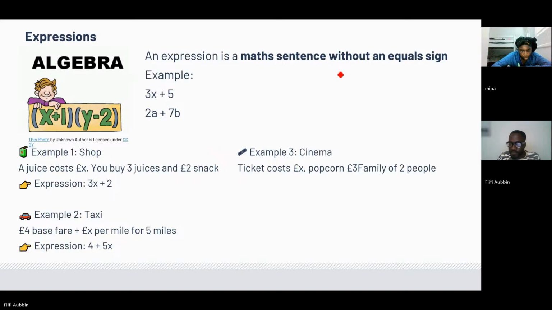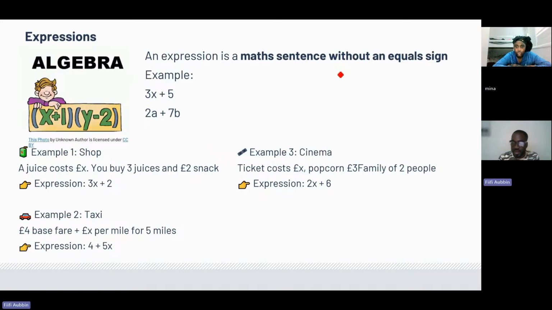Is it 3 times 2x? I'm not sure. I don't think it's that. So you see, family of what? 2, right? So 3 by 2 is what? 6. And we have ticket cost, which is what? X. So 2 times the X, which is the ticket cost, and a family of 2 people will make it 6. Does that make sense?